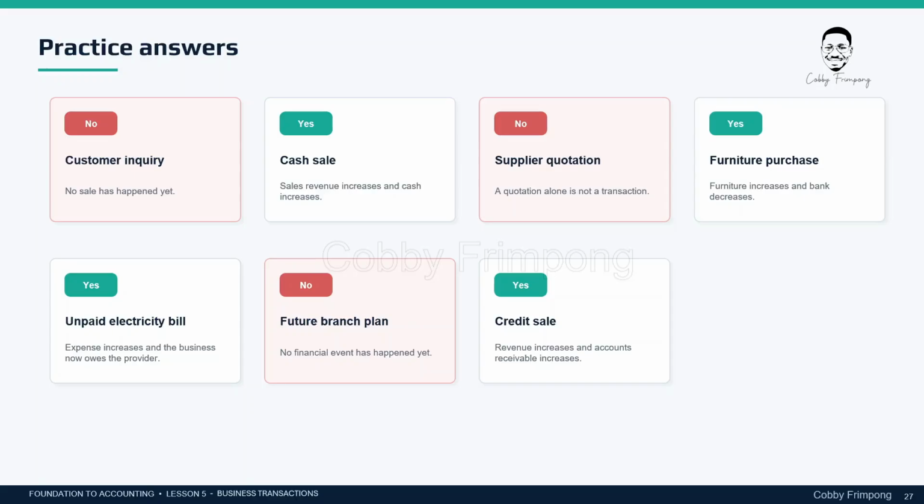Buying office furniture and paying by bank transfer is a transaction because furniture increases and bank decreases. Receiving an electricity bill is a transaction because the expense has been incurred. Planning to open a second branch next year is not a transaction because no financial event has occurred. Supplying goods worth 5,000 to a customer who will pay next month is a credit sale, and it is a business transaction.